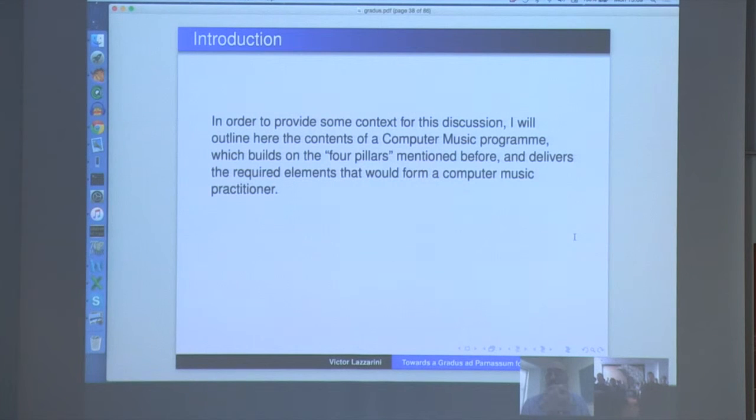So in order to provide the context, I'm not only trying to say a few things that are general and observational and maybe philosophical, but I want to try to outline now what will be a computer music program based on these ideas, based on the four pillars, and based on the principles we discussed before. And this will deliver the required elements that will form a computer music partition. Notice that I'm actually shifting from talking about composers and moving on to computer music practitioners. Again, I'm mindful that the word composer is a very loaded word as well.